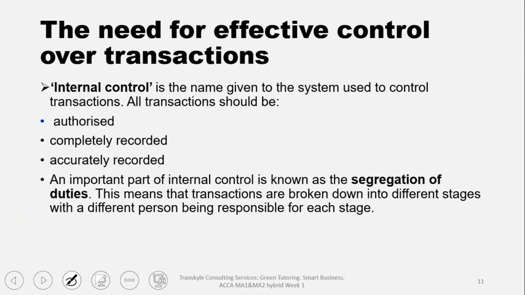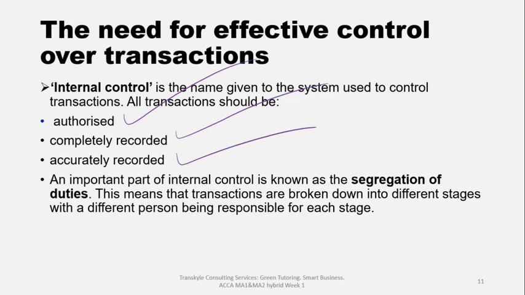Now, the need for effective control over transactions. That's what is called internal control, which is a term given to the system used to control transactions. All transactions should be authorized. That's the first rule. There should be somebody in authority who would have granted us the authority to proceed with a transaction. Then all transactions should be completely recorded. Omissions are not allowed. Then accurately recorded. So there is the issue of completeness, but the completion should be accurate. So a transaction should be authorized, completely recorded, with nothing left out, and then accurately recorded.